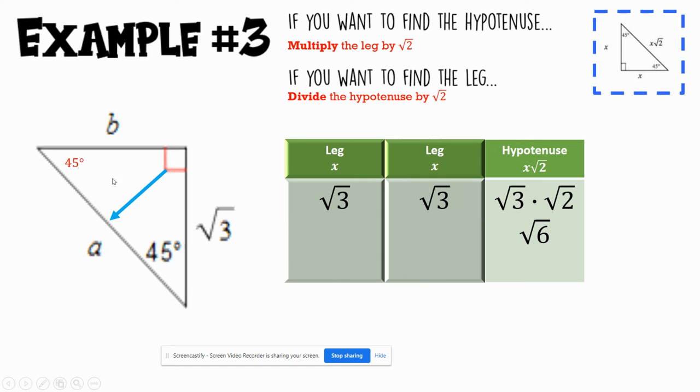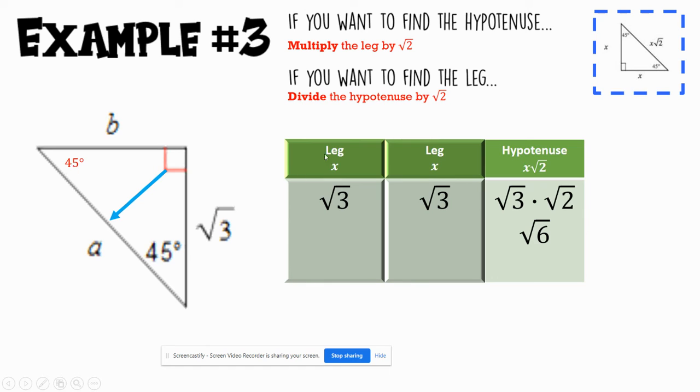Number 3, so it's a special right triangle. It's a 45, 45, 90. So I set up my chart. X root 2 is kind of the recipe that you'll see on most tests. What side length was I given? I look at where there was a number on which side, and it's across from the 45 degree angle.